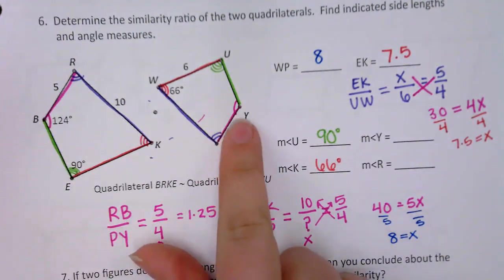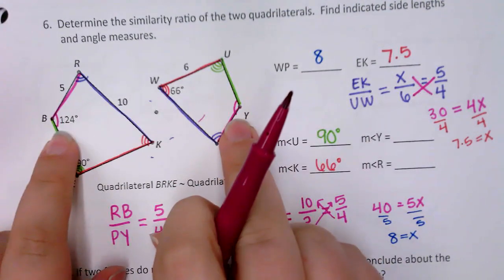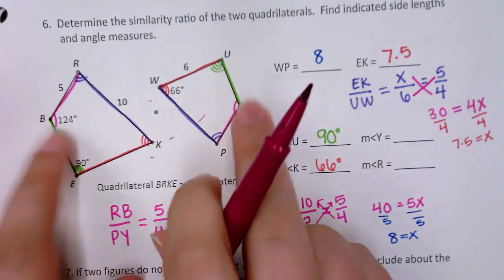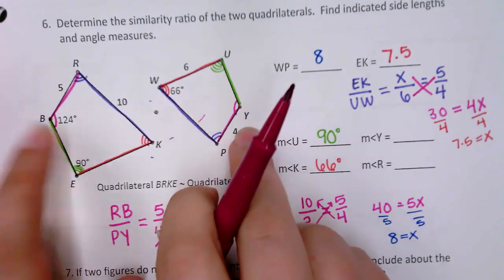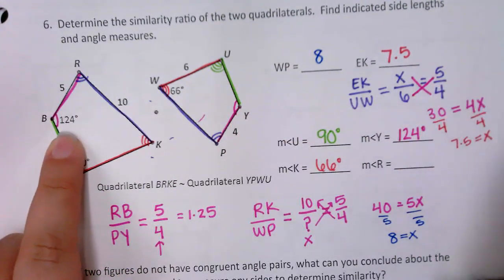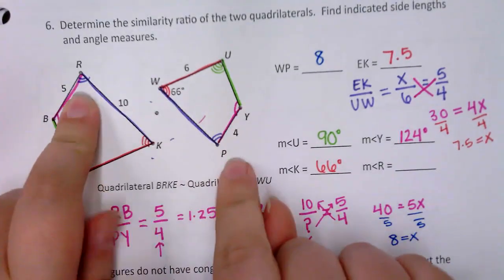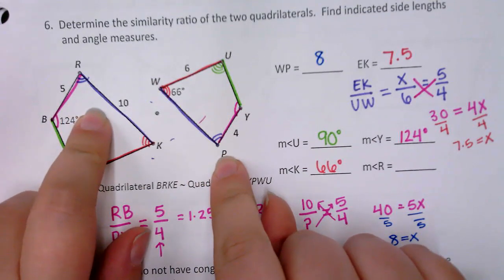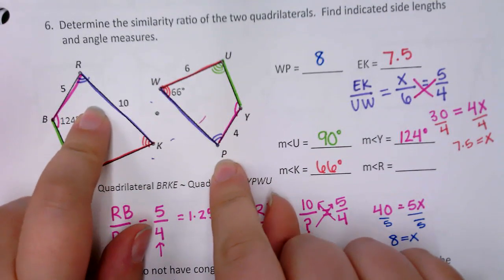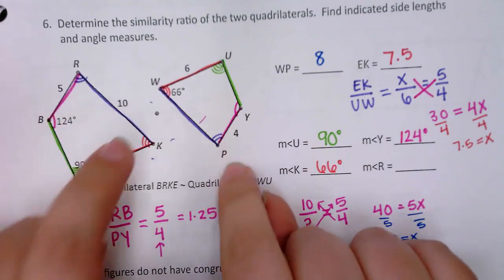Next, let's go with angle Y. So angle Y is right here. It corresponds with angle B. And since corresponding angles are congruent, I know Y must be 124 degrees. And now the last one, angle R is right here and it corresponds with angle P, but I don't have information about either of these two. How am I going to find them?